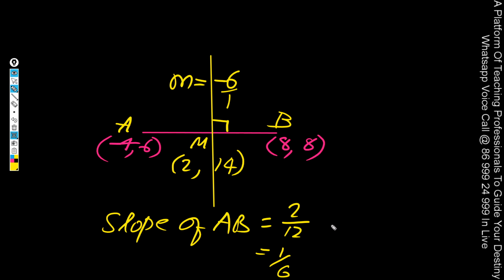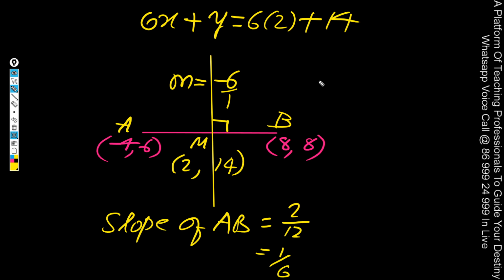Six by 1. That minus 6 by 1. Now, perpendicular line equation. Short form, please. Numerator x, denominator y, reverse the sign because you have a minus there, put plus, is equal to, substitute the point 6 into 2 plus 14, 26. 6x plus y is equal to 26.